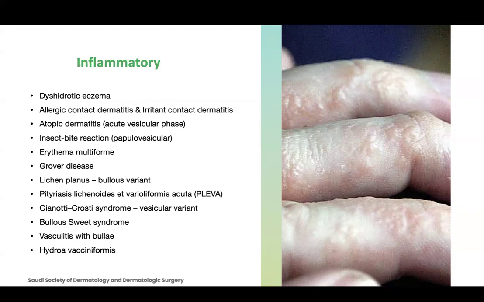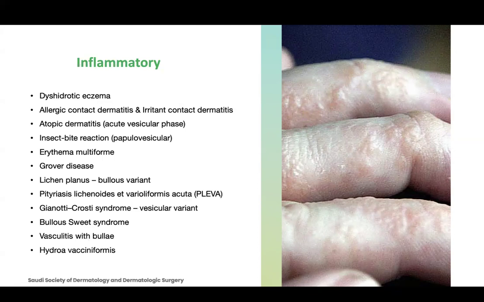So this is not all the diseases that could present with it, but these are the common ones. So we have dyshidrotic eczema. As you can see in these pictures, it usually occurs on the lateral parts of the digits and presents with deep-seated vesicles that are very itchy. We have also allergic contact dermatitis, like patients who are allergic to poison ivy and get exposed to it. They develop severe blisters, usually over the areas that get in contact, mostly the arms or the legs.